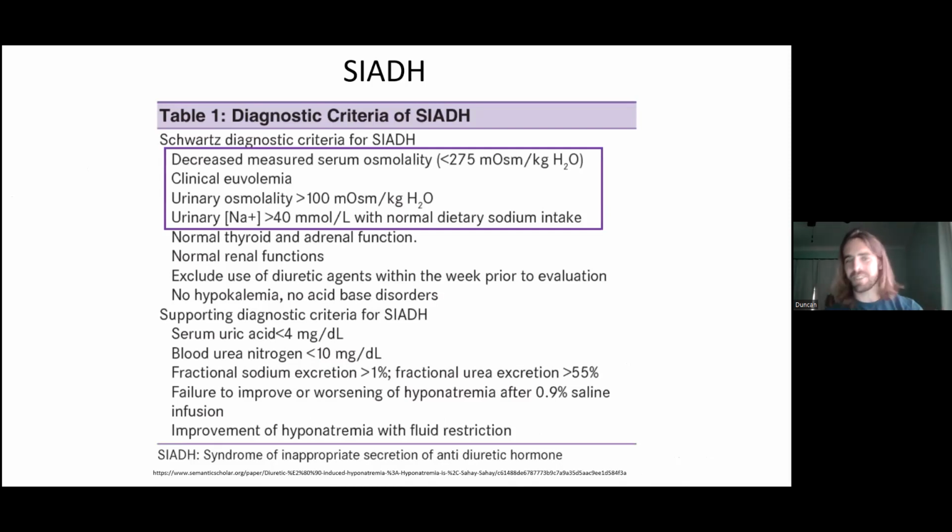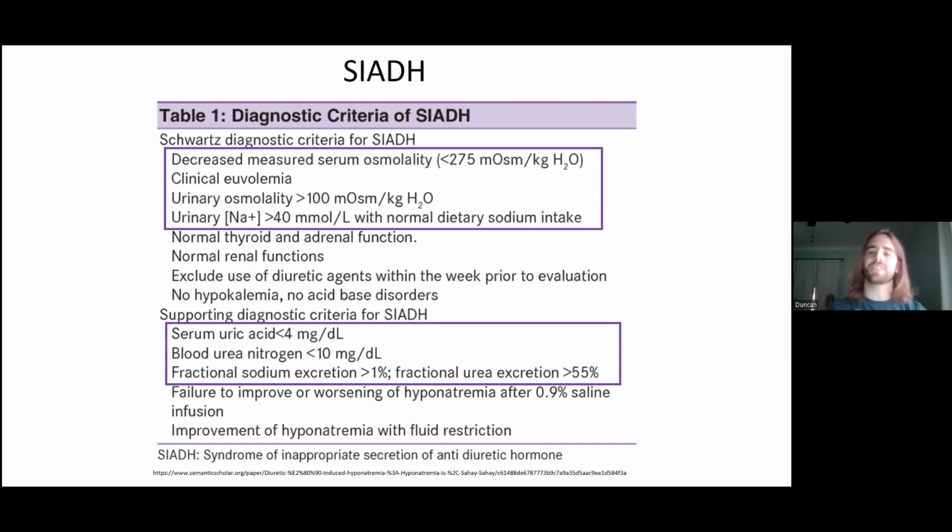This box here is all the things we just talked about. It's going to be a true hyponatremia. They're usually going to be euvolemic rather than hypovolemic, and the urine sodium is going to be high, with normal dietary sodium intake, because the kidneys aren't worried about volume. They're not trying to resorb more sodium. RAS is not activated yet. ADH is still on. And down here, these are supporting diagnostic criteria, the things that highlight that this is not a pre-renal state, and we don't see any of the poor perfusion markers that we typically see in a hypovolemic patient.